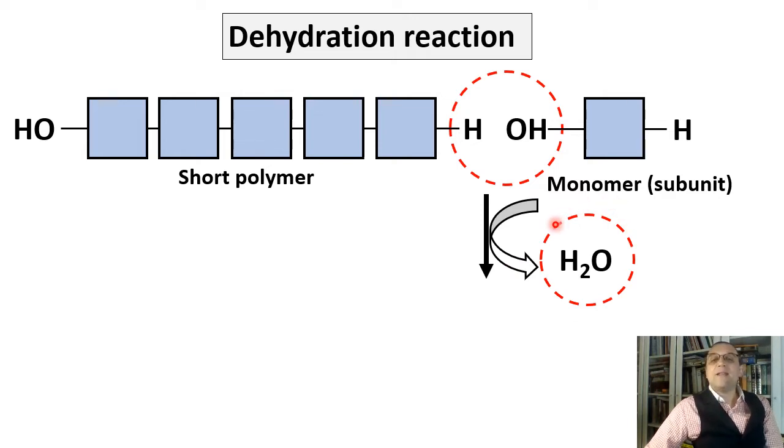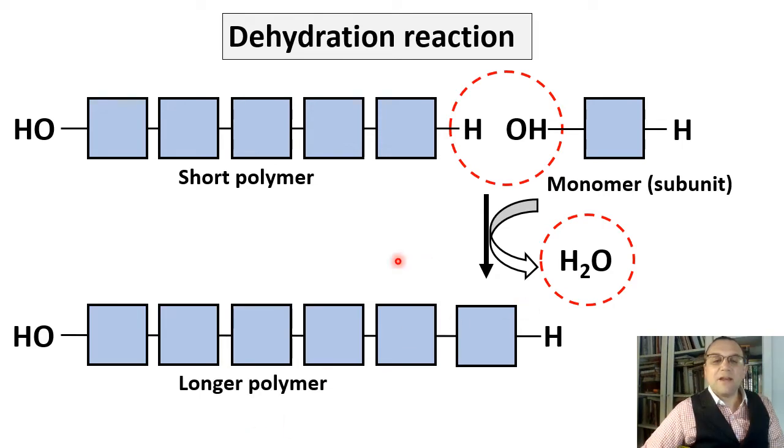So now you understand why this is called dehydration reaction. DE means without, or in this case, losing, right? And what do we lose? Hydro means water. We are losing water here during the dehydration reaction or dehydration synthesis, or another word, condensation reaction. Why condensation? Because different atoms, they condense, they get attached to each other. And here we're ending up with a longer polymer.